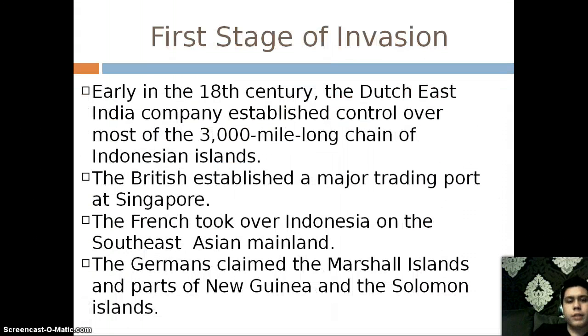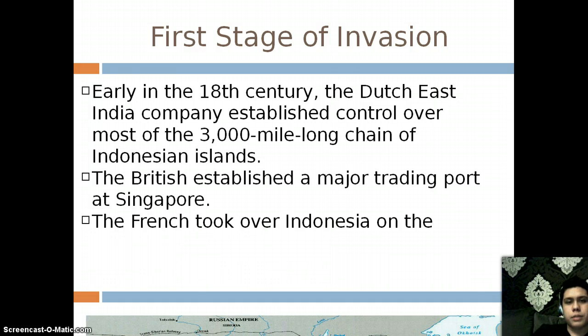First stage of invasion. During the 18th century, the Dutch East India Company took over control of most of the Indonesian islands, and the British established a major trading port, Singapore, and the French took over Indochina. Germans claimed the Marshall Islands and parts of New Guinea and the Solomon Islands.